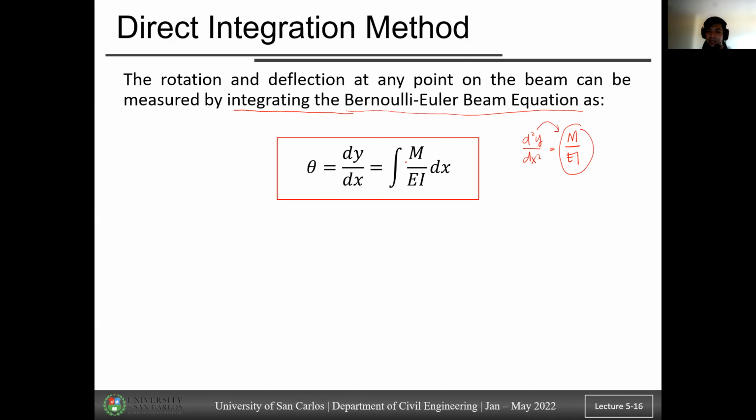So that's why it's the integral of M over EI with respect to x. It's always with respect to x because all of our beams are in the x direction. If it's in the y direction, so column na siya, di ba? It's not a beam anymore. And when you're going to evaluate columns, it's also a different kind of solution compared to beams.